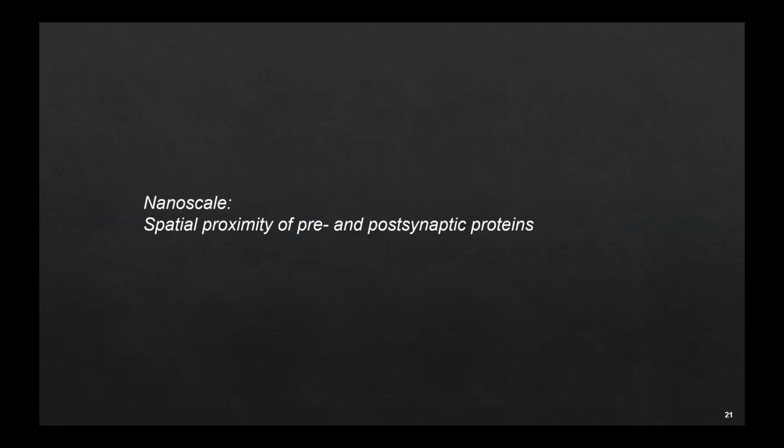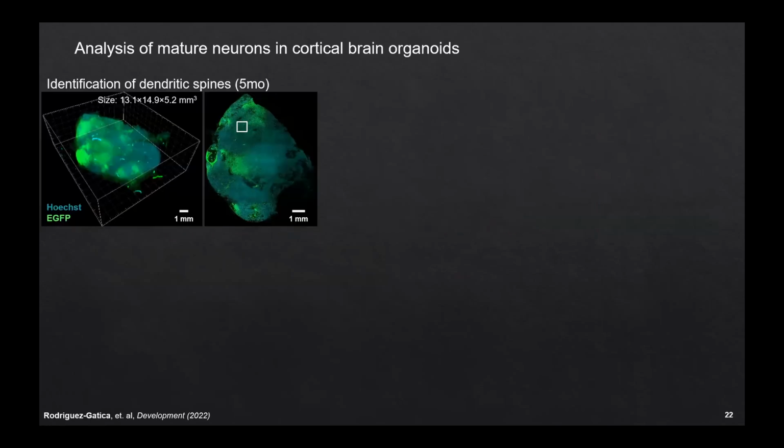Now, if we want to go to the nanoscale, if you are interested in super resolution, we would like to see the pre- and postsynaptic proteins. So for that, we now use a bigger sample, an organoid incubated for 5 months. You can see that the sample is quite big, more than 1 square centimeter, 5 millimeters in thickness. So here we will not get the complete image in high resolution, but we will focus only on a region of interest.